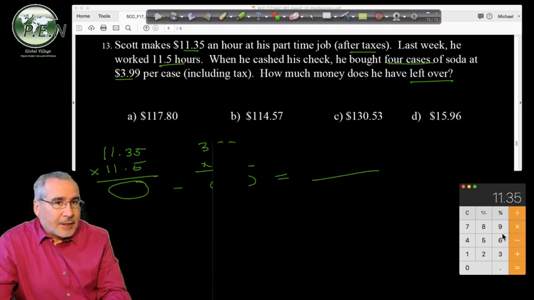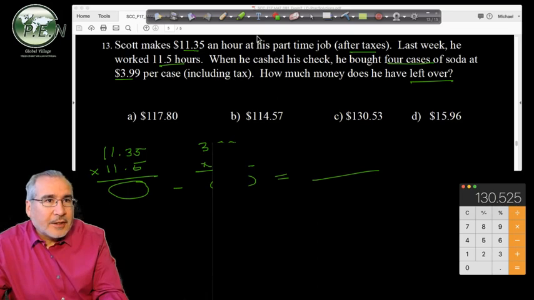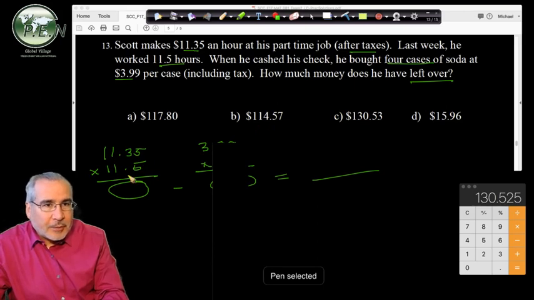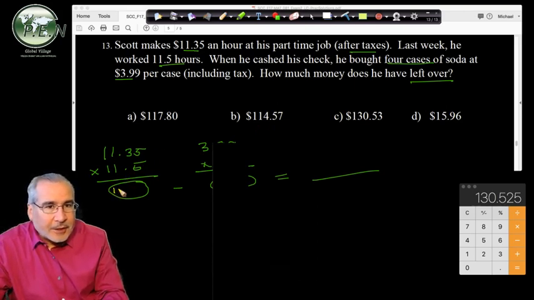$11.35 times 11.5 gives us $130.53. We'll round it up. You don't have to worry too much about rounding because being multiple choice, there's not 2 answers that are too close to each other. So that's 130.53.